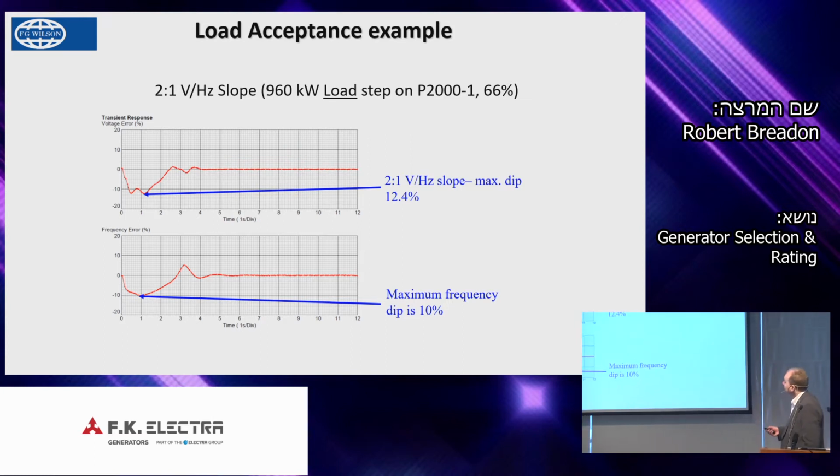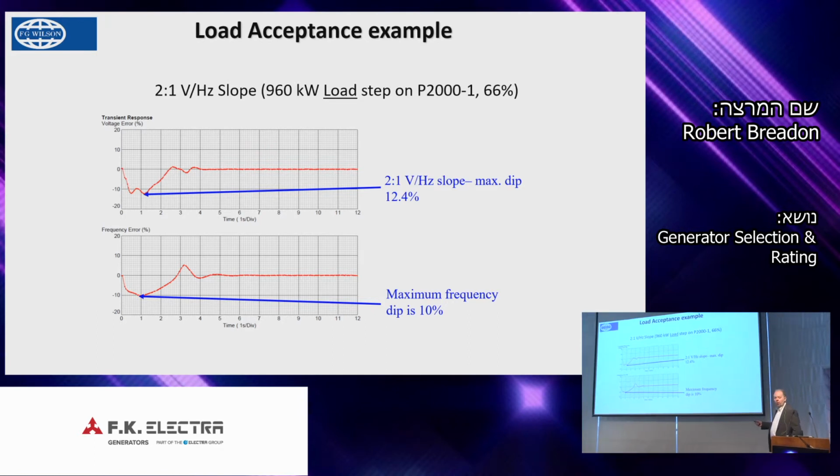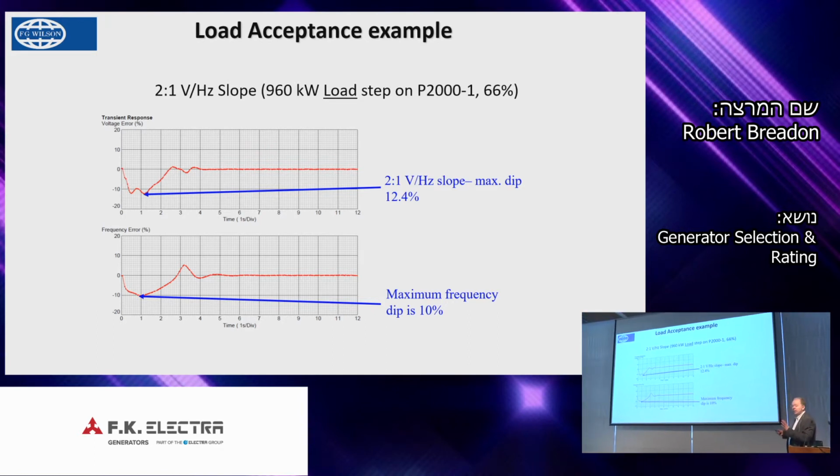In this case, there is the roll-off we talked about with the AVR earlier. The AVR is actually reducing its voltage as the frequency drops off during the load step. What that does is it means the engine and alternator are seeing less electrical kilowatts, and it allows the engine to recover.